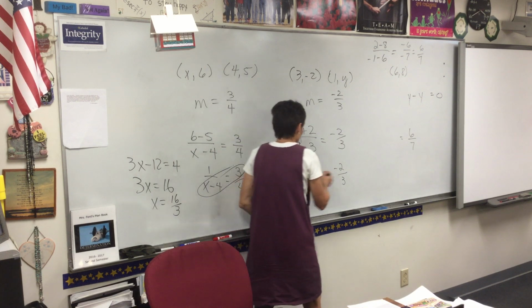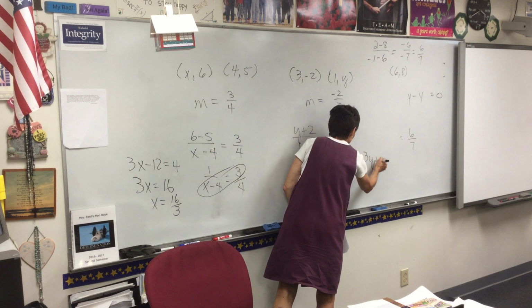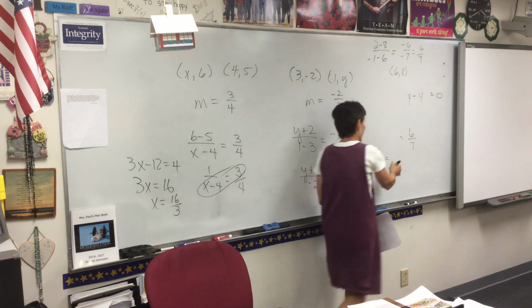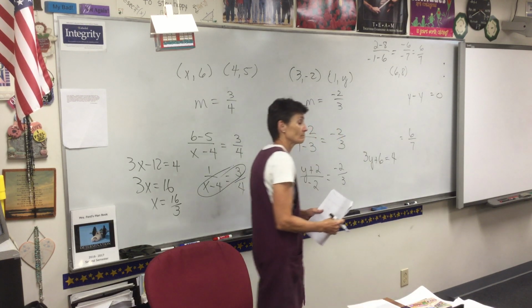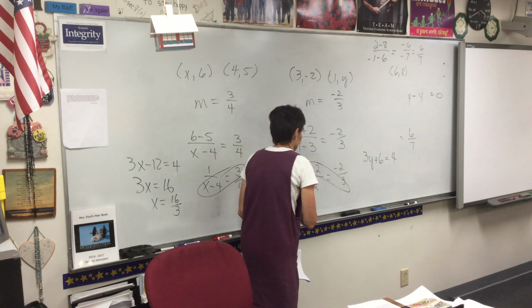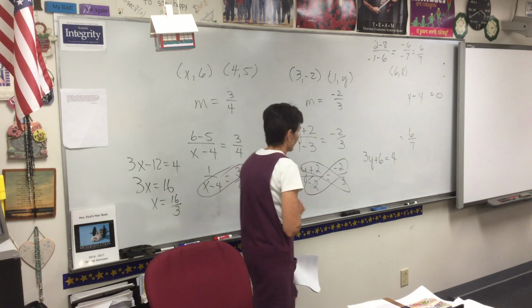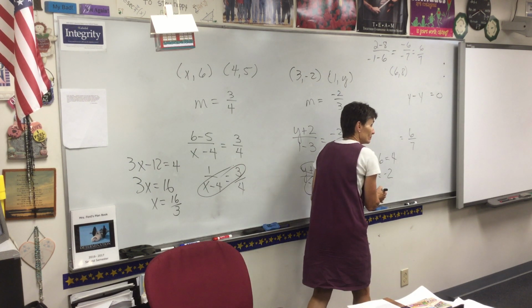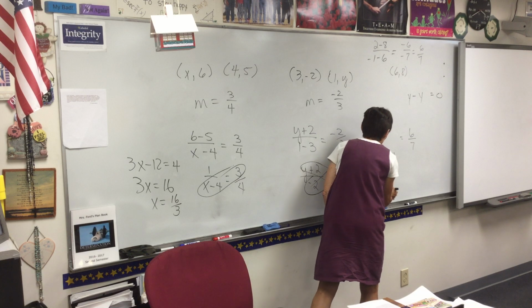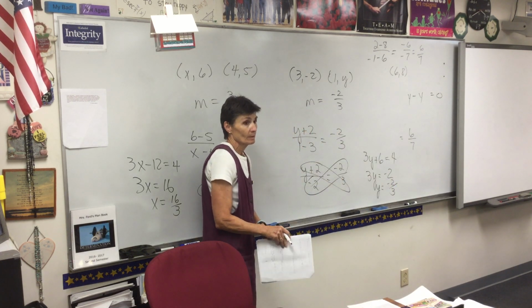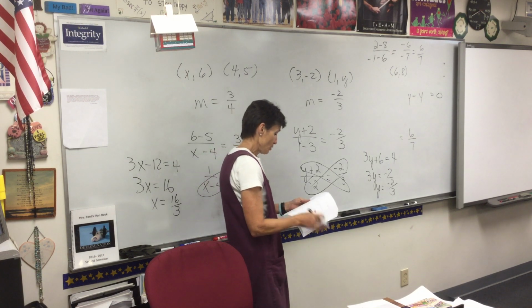So here we go. 3y plus 6 equals 4. I cross multiply. So 3y equals -2. And y equals -2/3. Anybody get that on your own? Yes. You are awesome human beings.